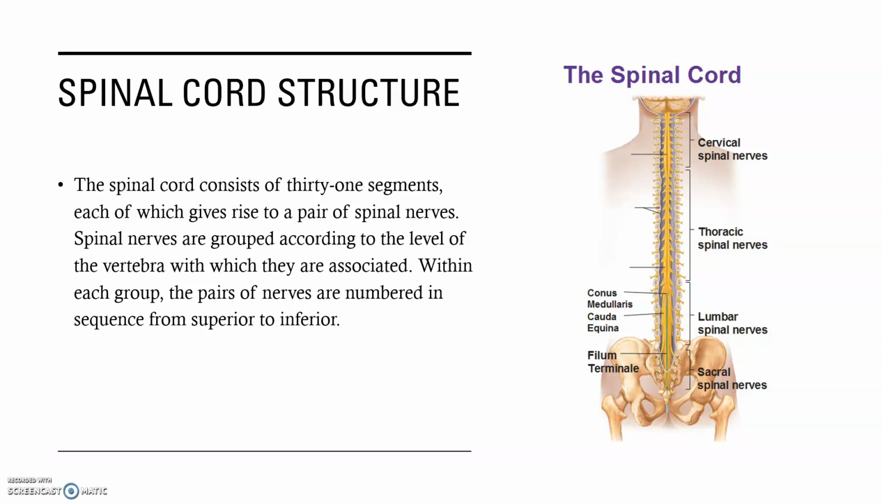The spinal cord consists of 31 segments, each of which gives rise to a pair of spinal nerves. The spinal nerves are grouped according to the level of the vertebra with which they are associated. Within each group, the pairs of nerves are numbered in sequence from superior to inferior. Here are the several types of spinal nerves located in the spinal cord.